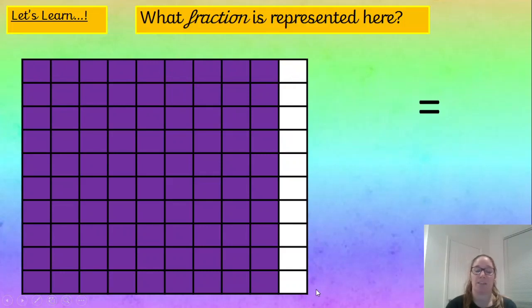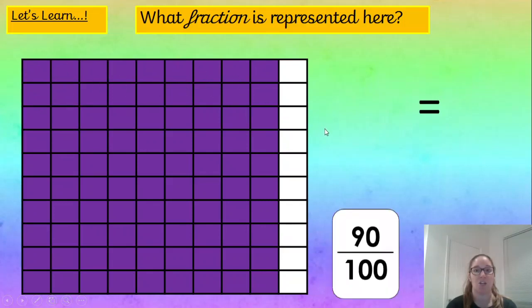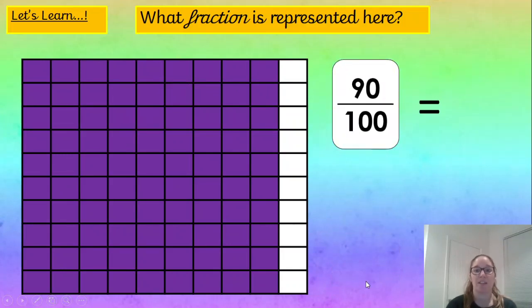Now we know that 10 times 10 is 100. But how many are shaded? For our numerator we need to find how many are shaded. We've got 10, 20, 30, 40, 50, 60, 70, 80, 90. We've got 90 over 100.